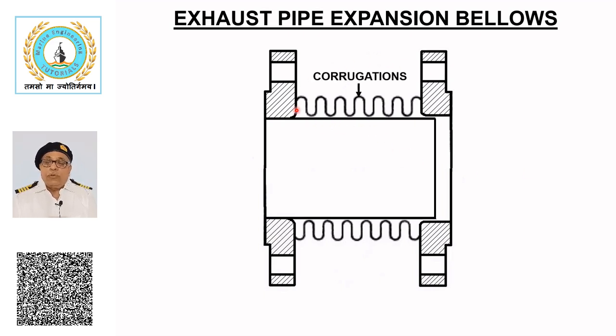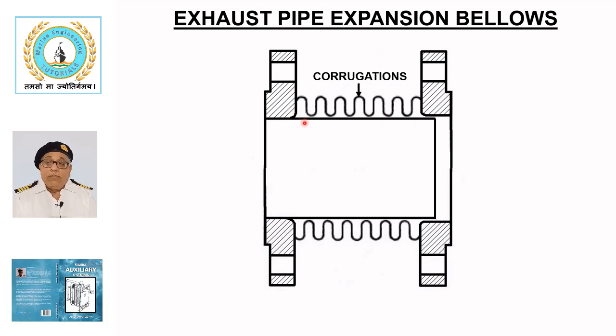The corrugated bellows element is made of stainless steel or inconel to withstand high temperature and the corrosive effect of exhaust gases. The corrugated bellows is attached between the flange ends, allowing compensation for changes in length.